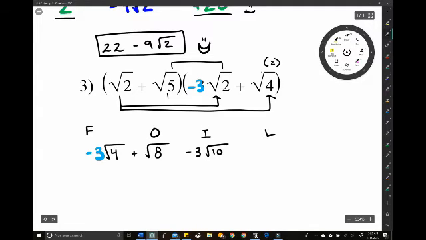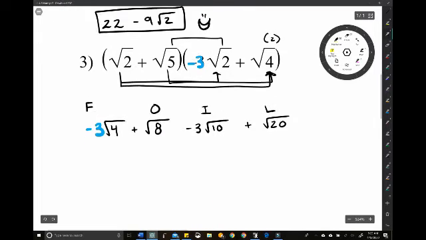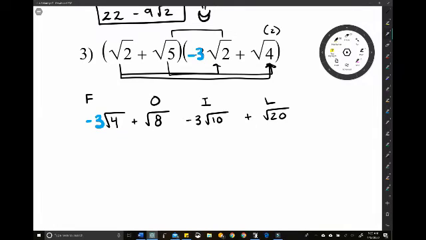And last, square root of 5 times square root of 4 is square root of 20. Okay, so all those square roots, and then we can work on simplifying. The first term, what happens here? If you said the 4 becomes a 2, you are absolutely correct. Square root of 4 is 2.